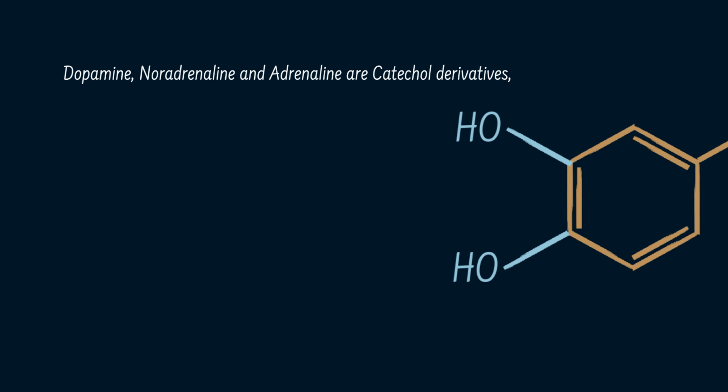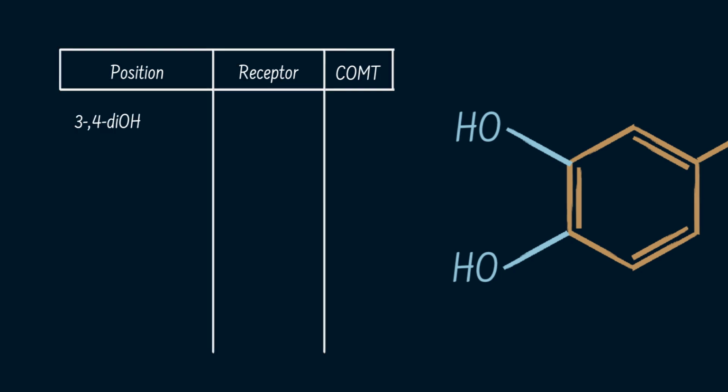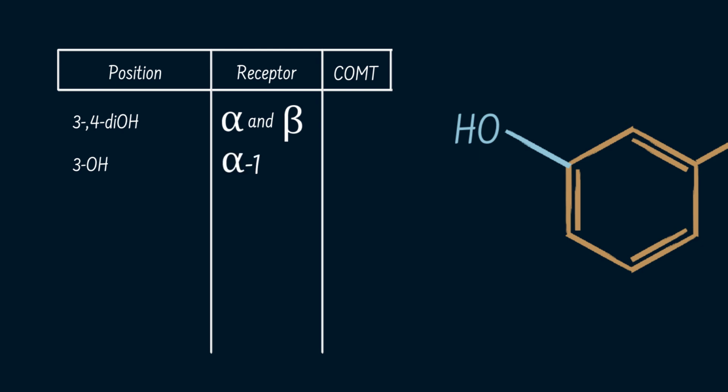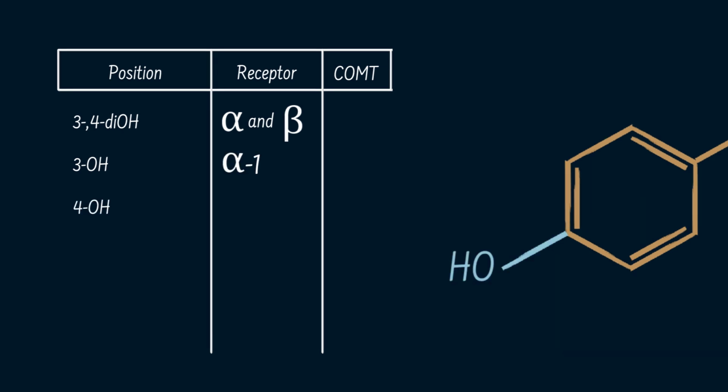Dopamine, noradrenaline and adrenaline are catechol derivatives, so they have two hydroxyl groups at position 3 and 4 on the benzene ring. Both hydroxyl groups are very important to bind to both alpha and beta receptors by hydrogen bonding. Actually, 3-hydroxy retains alpha-1 selectivity, while 4-hydroxy retains beta selectivity.